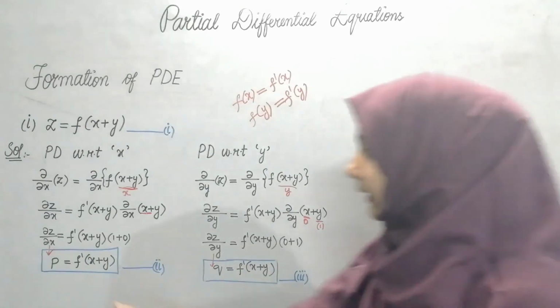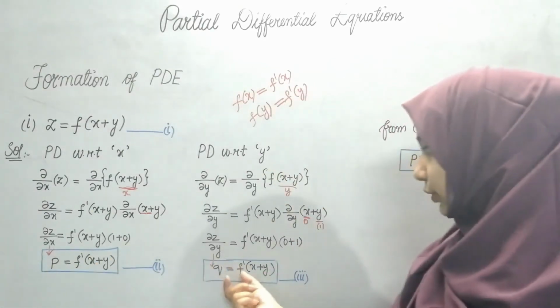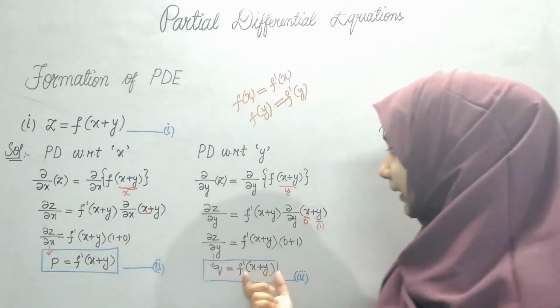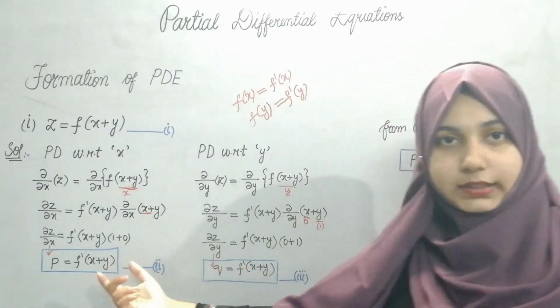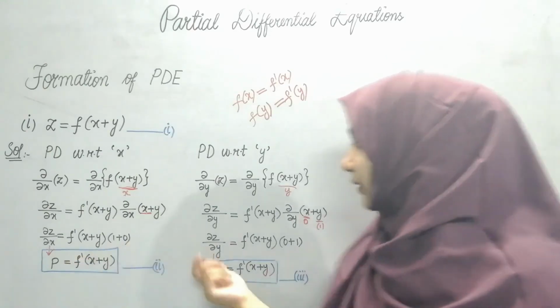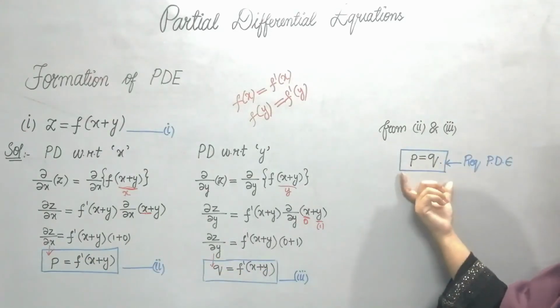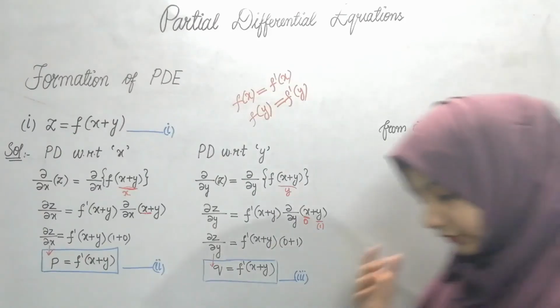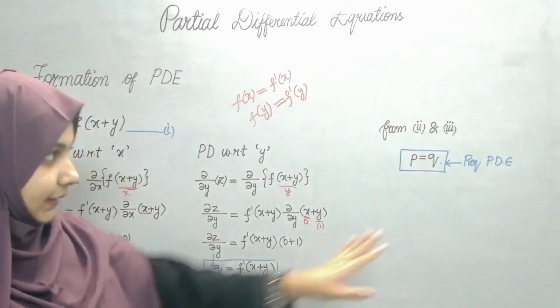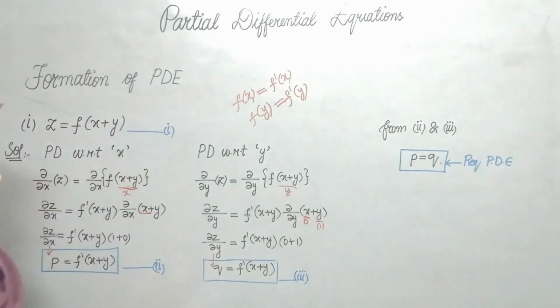So clearly we can see here that this P and this Q are both equal, right? These functions are equal, f dash of x plus y, meaning the RHS are equal. So I can equate them. P is equal to Q, I can write. That's it. This is our required partial differential equation. I can either write directly P is equal to Q, or I can do this.